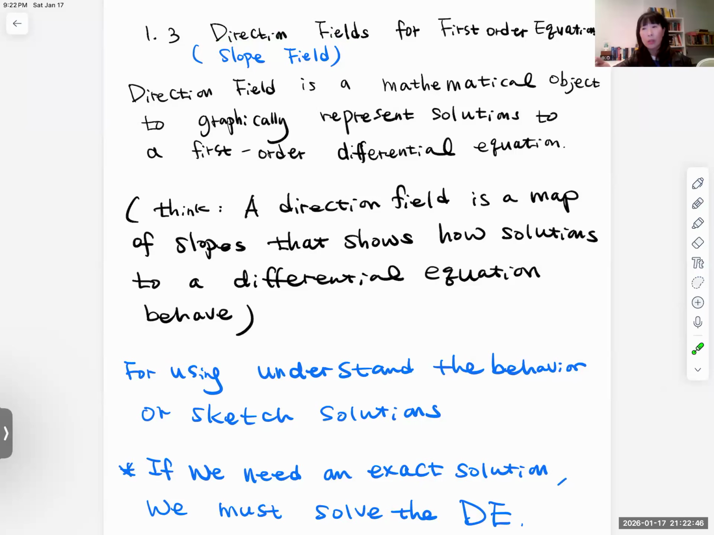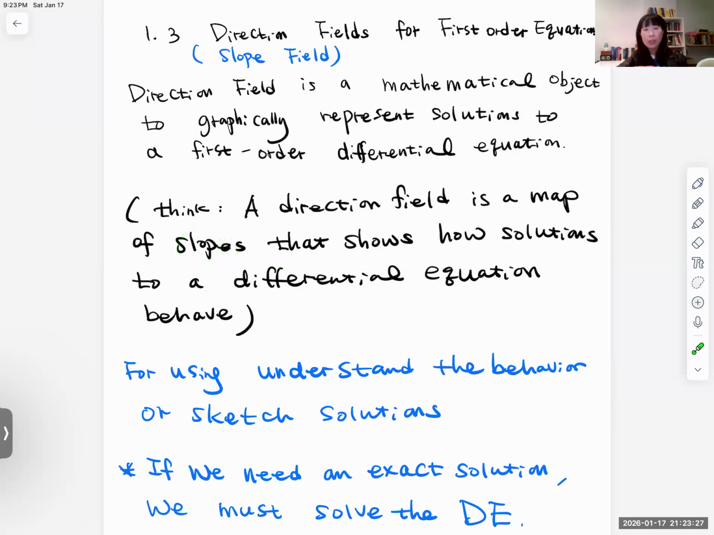So we had a directional derivative, right? x direction, y direction, z direction. Same as here, it is a slope field. So we have a direction field, and that is the official definition here. But I said think of a direction field as a map of slopes. Slope is how much the slant is, right? That shows how solutions to a differential equation behave.